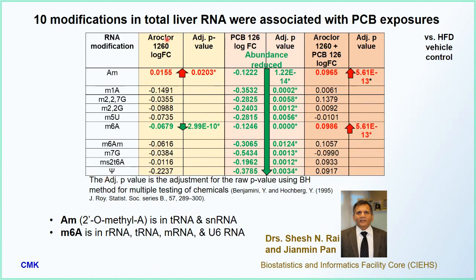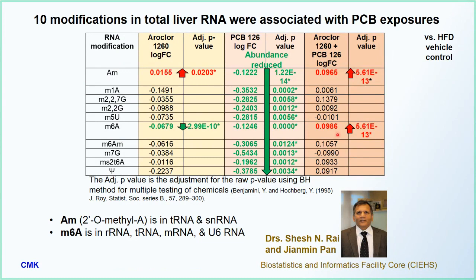In the yellow, we see the modifications that were detected in the Aroclor 1260 exposed mice, and this is all in the liver. And we can see that AM was increased and M6A was decreased. None of the other changes are significant. What we can see is that in PCB-126 exposed mice, all the modifications were decreased. And in the Aroclor 1260 plus PCB-126 co-exposure group, what we can see is AM is increased and M6A is increased.